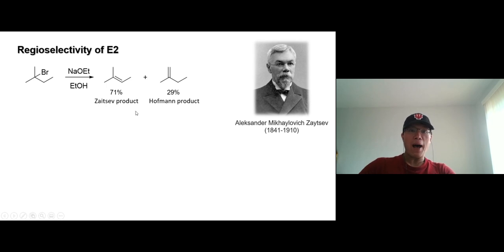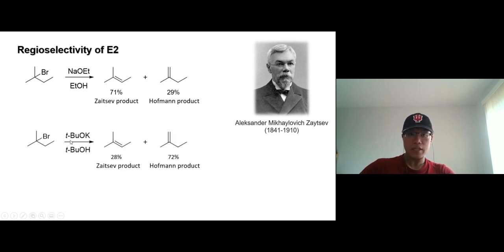However, if you switch the base to a different type, this is tert-butoxide, much bigger than sodium ethoxide, the product distribution favors the least substituted alkene. We call this the Hofmann product. You don't have to memorize the name, but one is the major and one is the minor. Basically, that's what you need to be able to indicate. So use a small base, go to Zaitsev; use a big base, go to Hofmann.